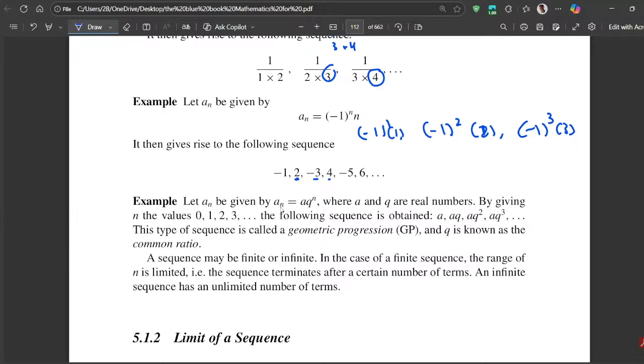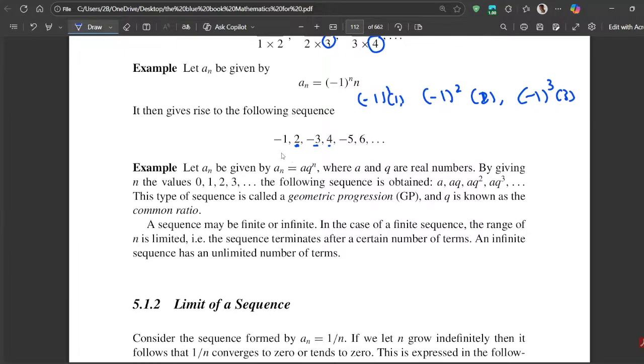Example: let a_n be given by a multiplied by q to the power n, where a and q are real numbers. By giving n the values 0, 1, 2, 3, the following sequence is obtained: a, aq, aq squared, aq cubed. Sure, the first term is q to the power 0, by the way, but it's not visible. This type of sequence is called a geometric sequence, a geometric progression, and q is known as the common ratio. Sounds good. A sequence may be finite or infinite.